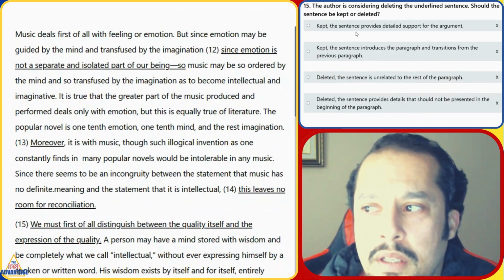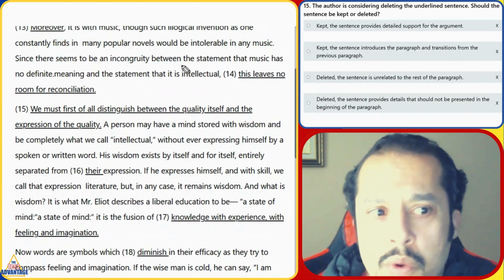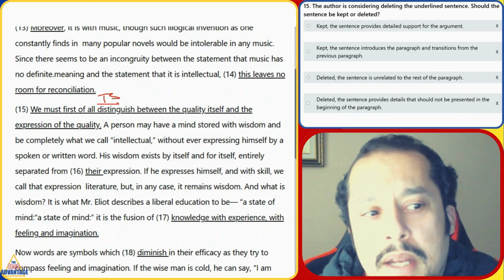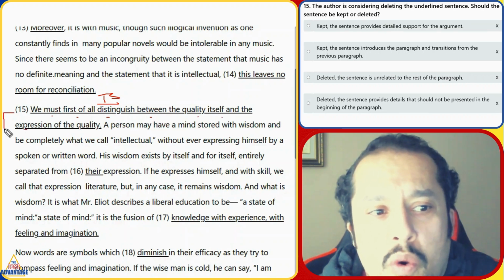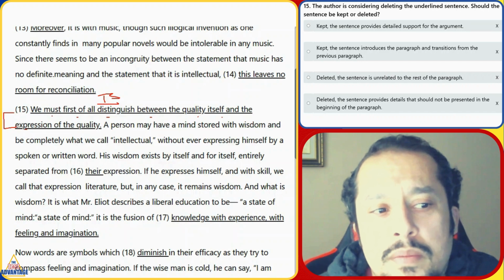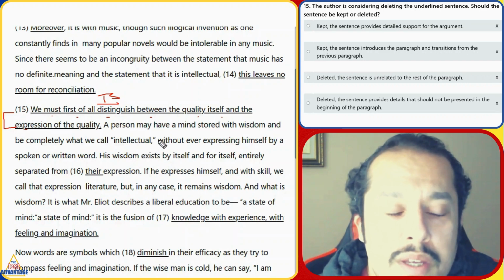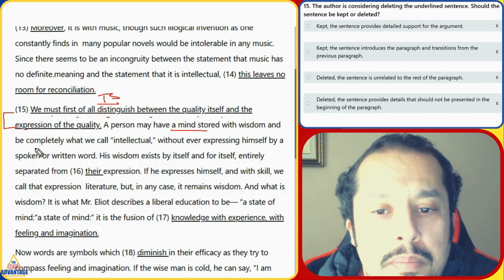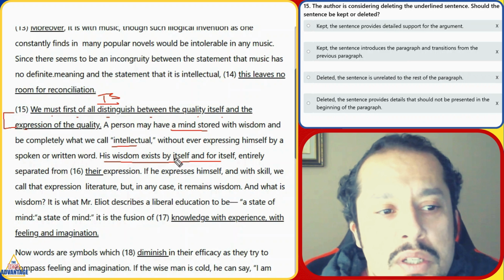The author's considering deleting. Should we delete this sentence? No. Right, no. It serves as a topic sentence, so it is a very good topic sentence. بيقدم لنا main idea. We must first of all distinguish between the quality itself and the expression of quality. So هنا introducing distinction, right? الباراجراف كان بيحكي عليها. So the paragraph is discussing a distinction. A person may have a mind stored with wisdom, but completely what we call intellectual without ever expressing himself by spoken or written word. His wisdom exists by itself and for itself. So we're discussing here the quality.